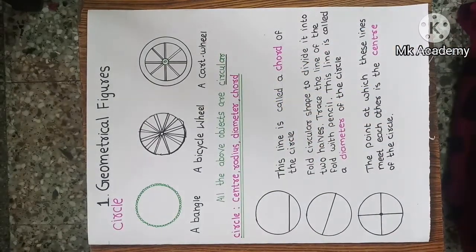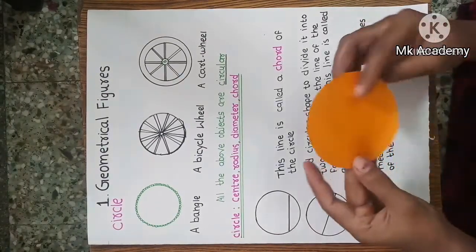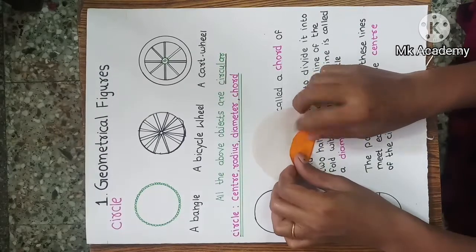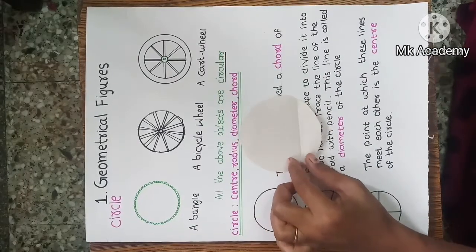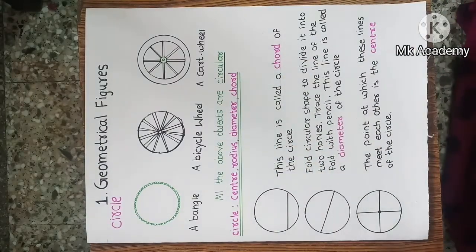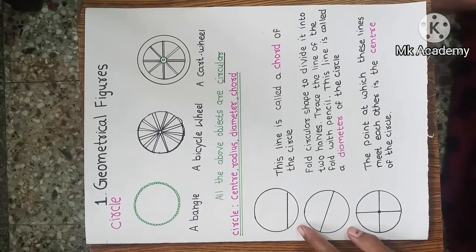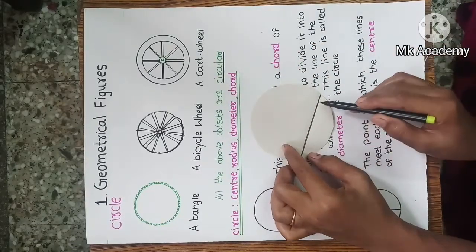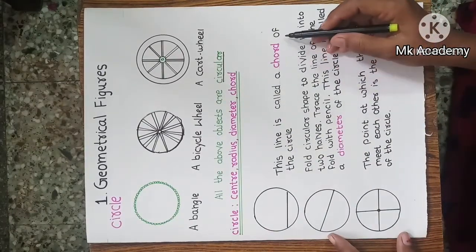Now I take a circular shape, and if we fold this, then this is how it looks, and I draw a line on this fold. Now this line is called a chord of the circle. Understood? This is a circular shape and I fold it in this way and draw a line. This line is called a chord of the circle. Now you understand the concept of chord.